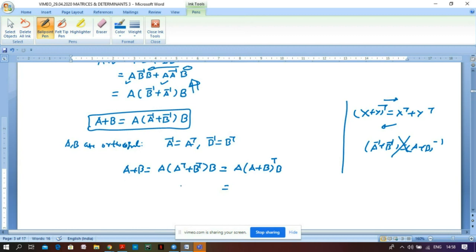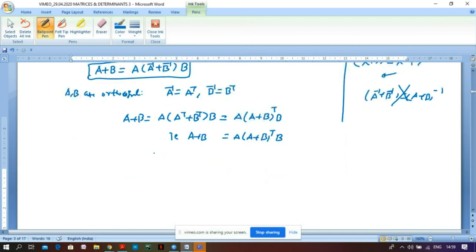Now we got a plus b is a times (a plus b) transpose times b. Now things look really good and we are ready to take the determinant. So let's take det of a plus b and apply the same steps: det of a times (a plus b) transpose and b, use a big bracket. So that's det of a times det of (a plus b) transpose times det of b.